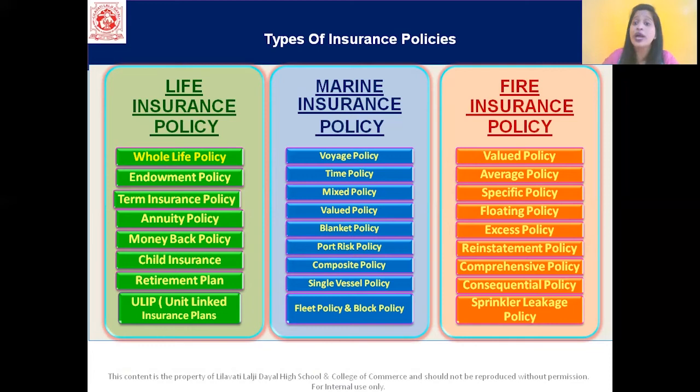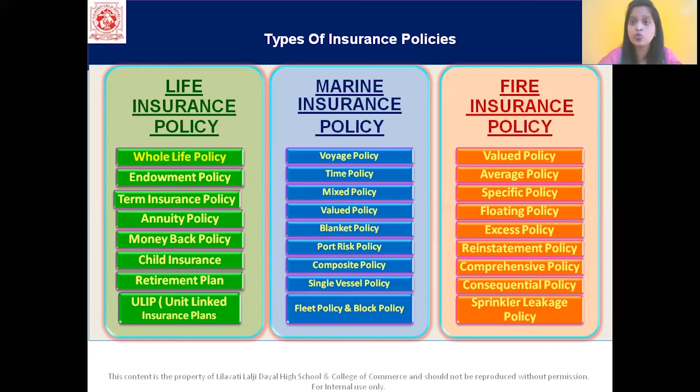Next one, you have child insurance. It is a saving cum investment plan designed to meet the child's future financial needs. Then you have retirement plan. It is a saving and investment plan that provides the insured an income during retirement. Next one, you have the ULIP policy, that is unit linked insurance plan. It is very popular as all the insurance benefits are linked with mutual funds.